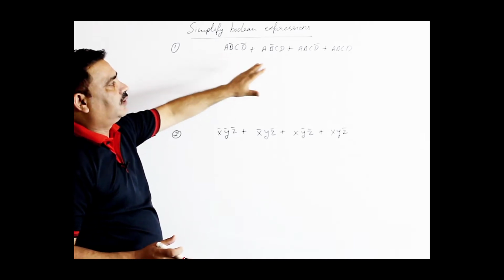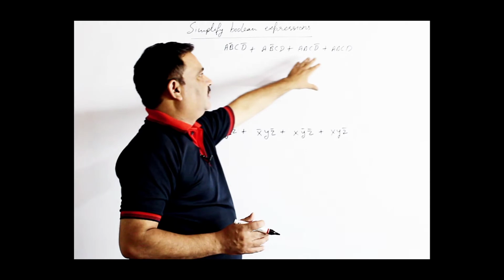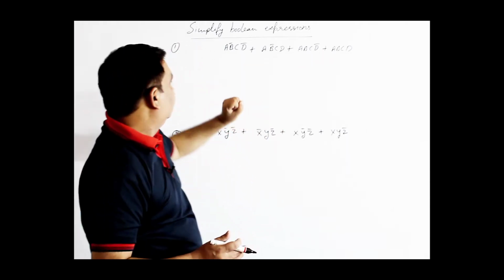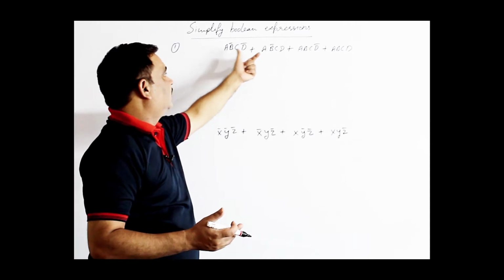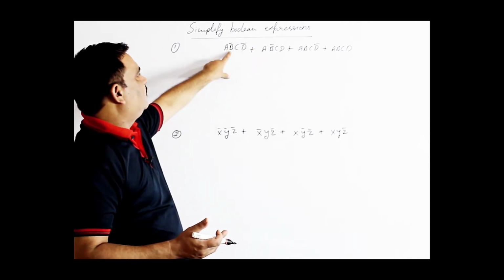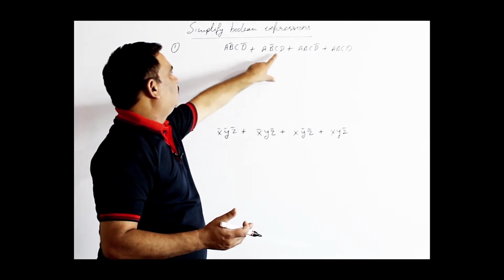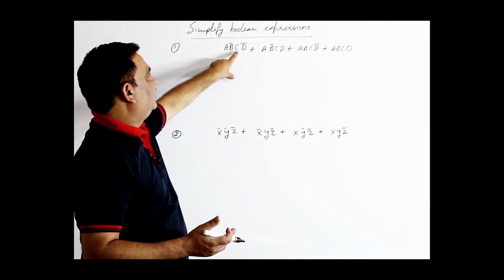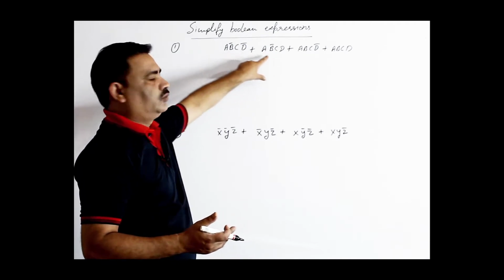First of all, try to search the common terms. So, if more than one common term is there, write at once. Then try to take common from the terms. So, here you can see AB complement C D complement, AB complement C D. So, here common is AB complement C, which is present in both these terms, first two terms.